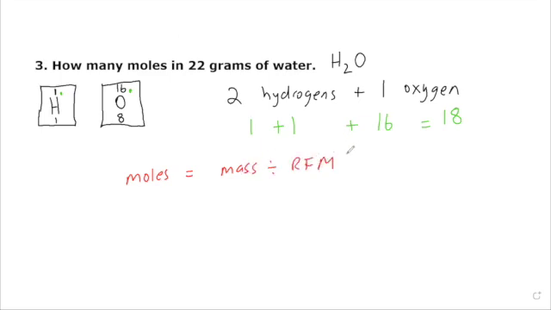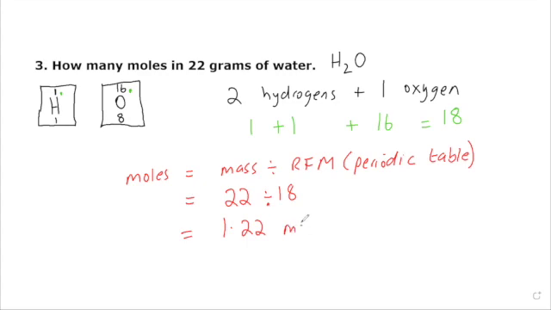Now we write the formula again. Moles equals mass divided by RFM. And I've written periodic table again to remind me. The mass is given to you in the question, 22. 18 is from the periodic table because we've added everything up. And 22 divided by 18, if I can just quickly do the calculation, comes up to 1.22 moles. And I've rounded it off to 2 decimal places.